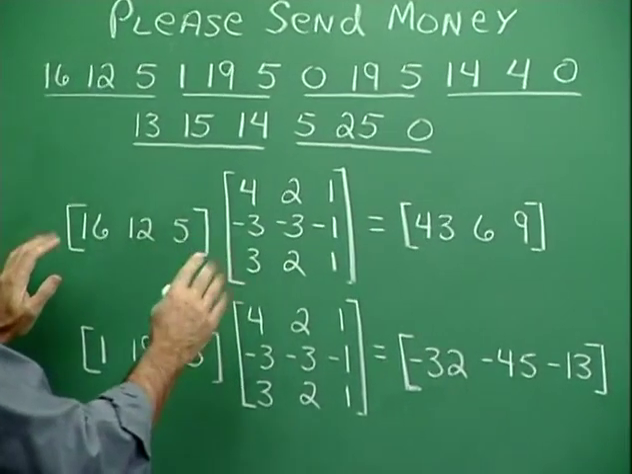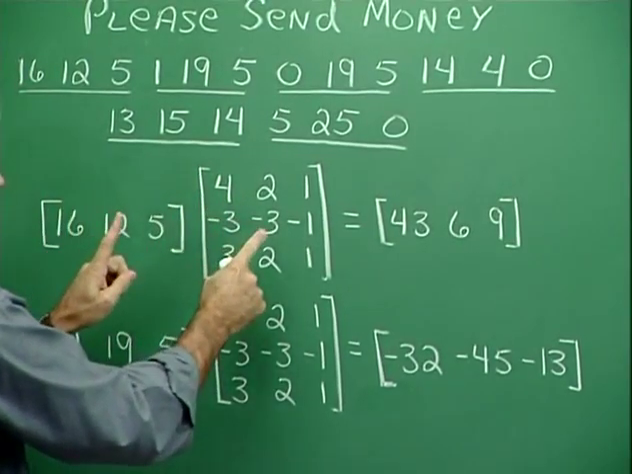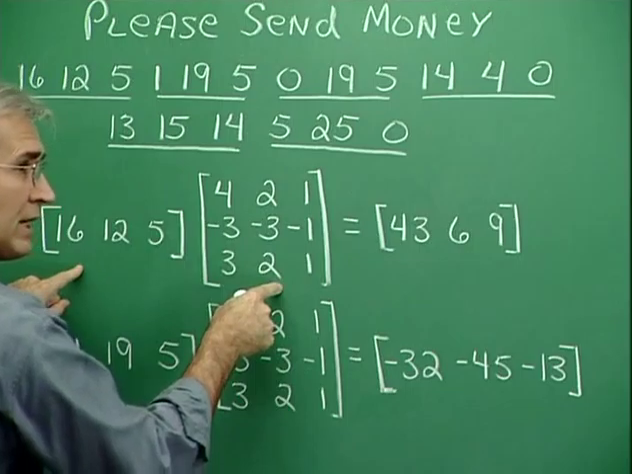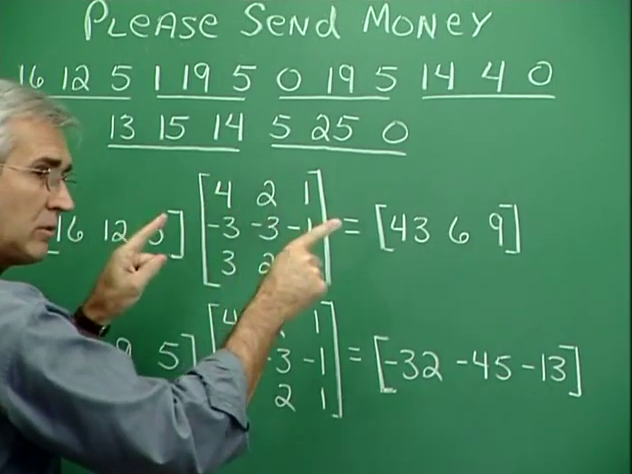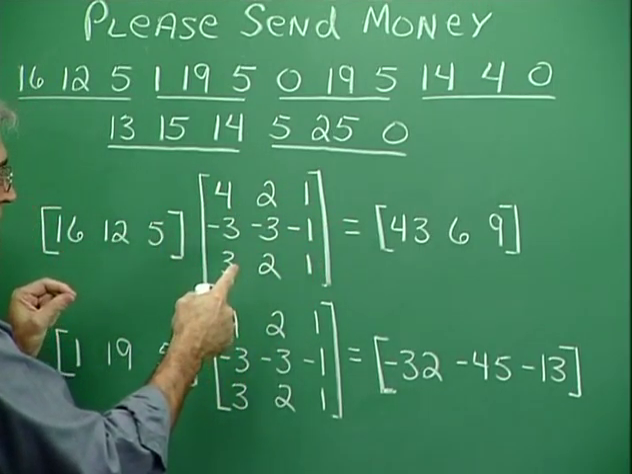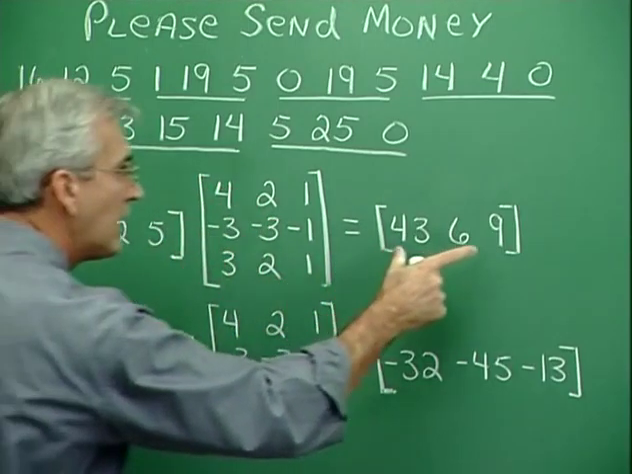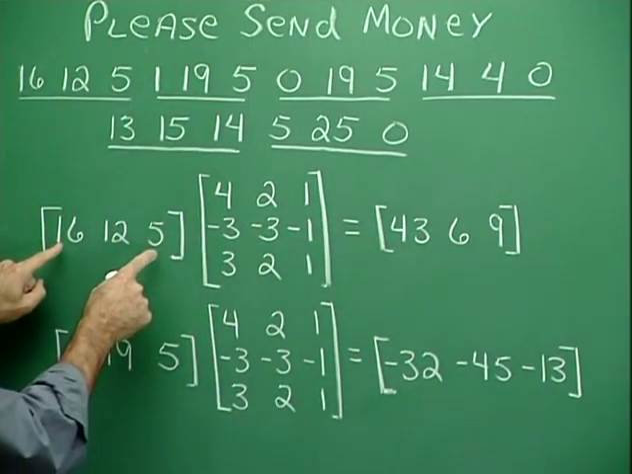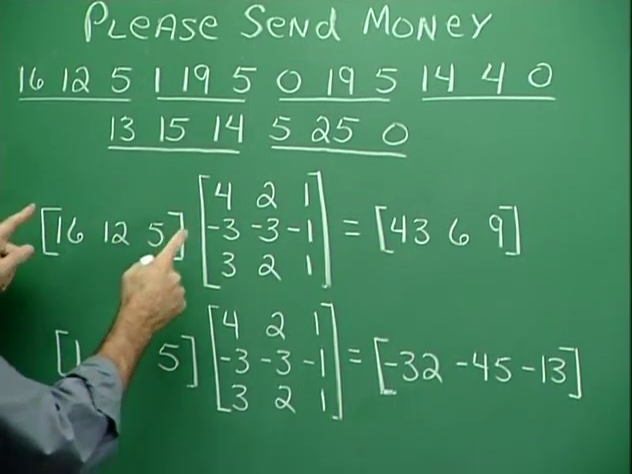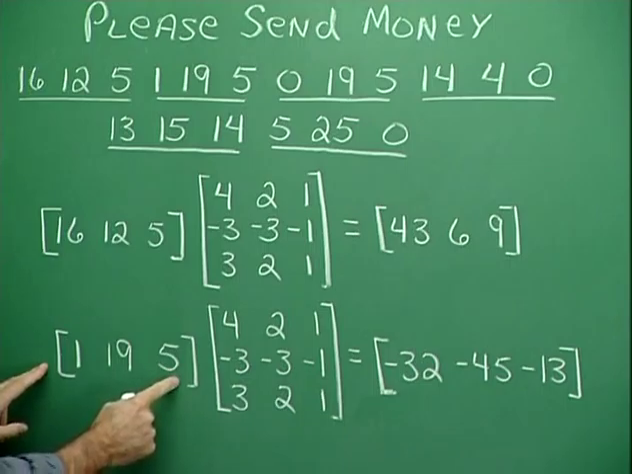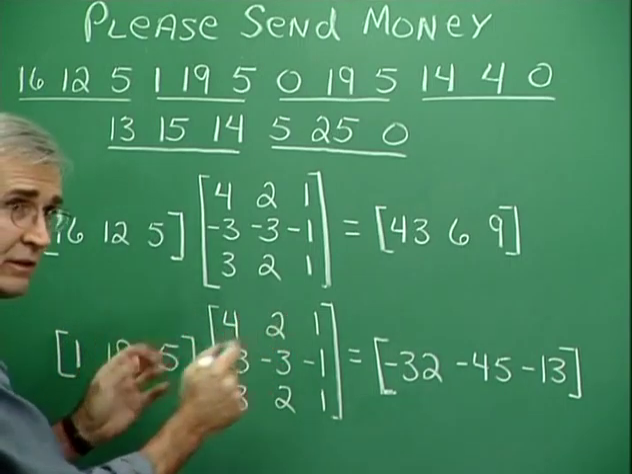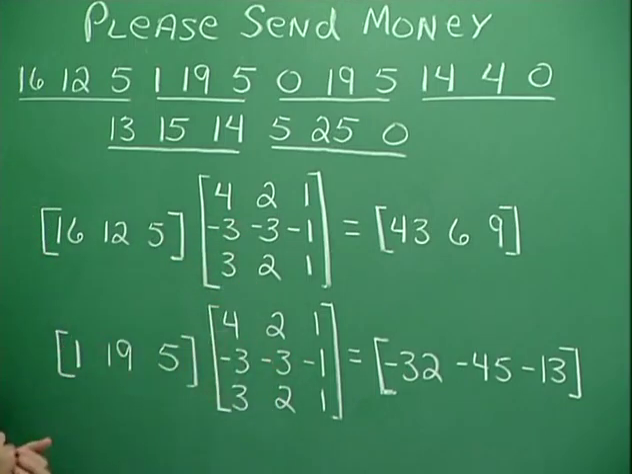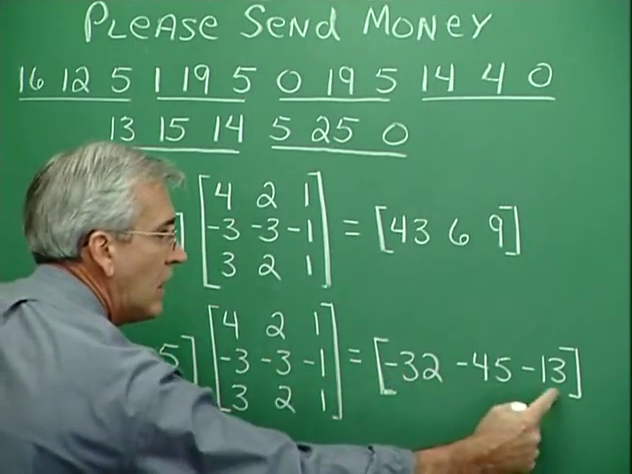All right, now we know that if we multiply these two, this is a 1 by 3, this is a 3 by 3, so the answer when we multiply will be a 1 by 3 matrix. And when we multiply, we get this. Now, here is the code corresponding with the 16, 12, 5. And then you take the next group of 3 and send it through this matrix filter. So just multiply times this same 3 by 3 matrix, and we get these numbers.